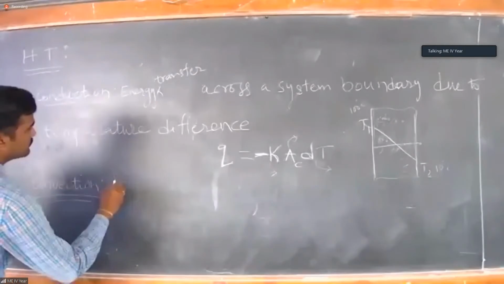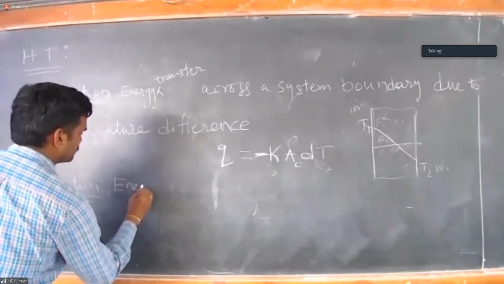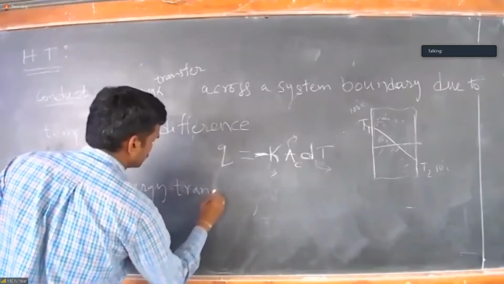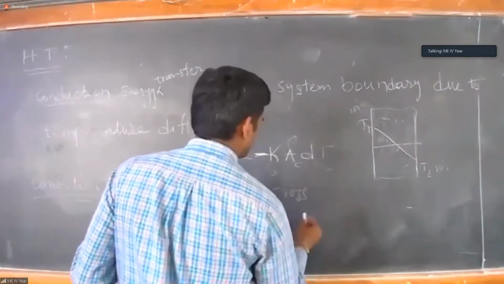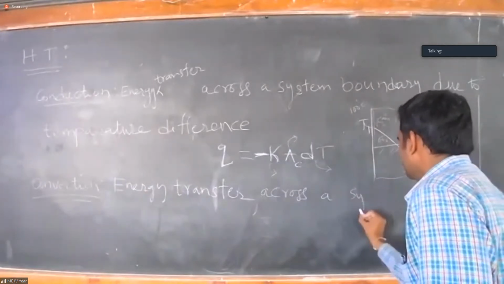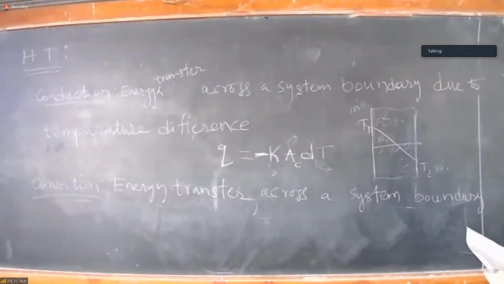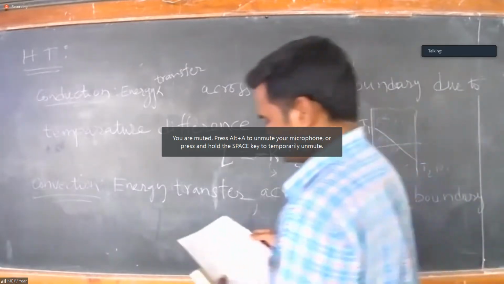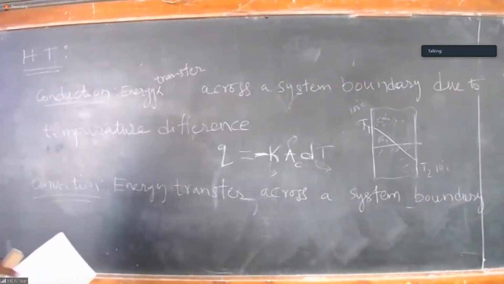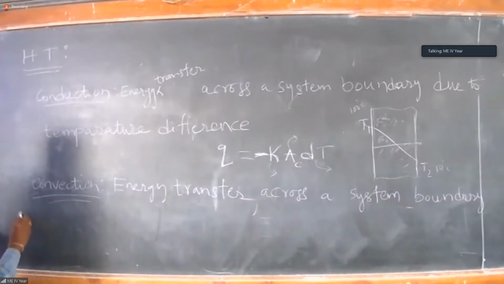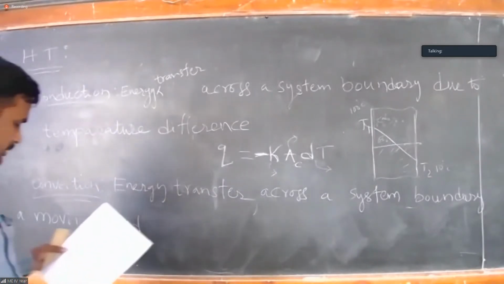So in convection, it is the energy transfer across a system boundary.